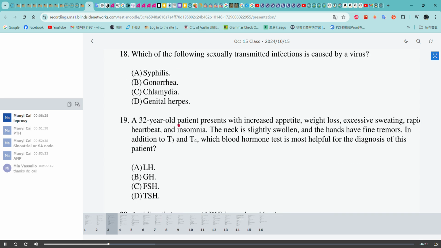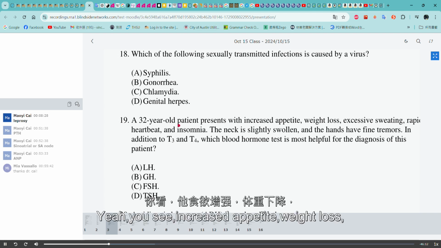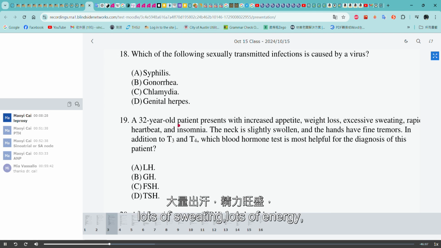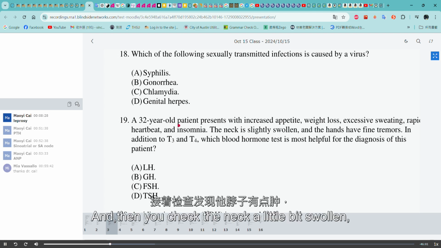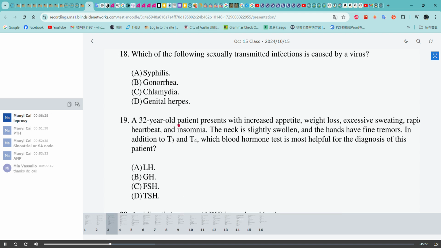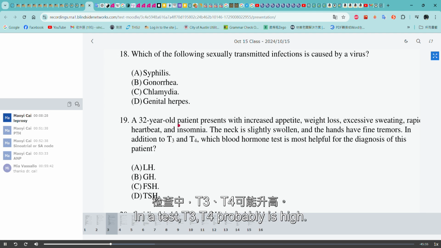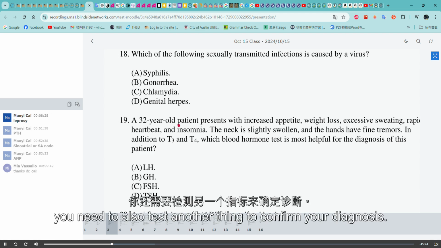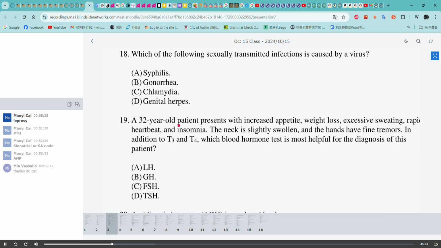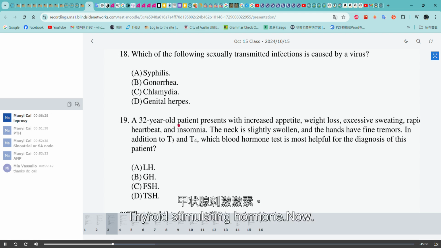Number 19, this person, 32 years old, you see increased appetite, weight loss, lots of sweating, lots of energy, fast heartbeat, cannot sleep, and then you check the neck, a little bit swollen, hands having some tremor, and then test T3, T4, the level is high. Most likely it is the thyroid, right? Overactive thyroid. But if you just test T3, T4, it's not enough. At the same time, you need to also test another thing to confirm your diagnosis. So which one needs to be tested? Actually, the answer is TSH, thyroid stimulating hormone.